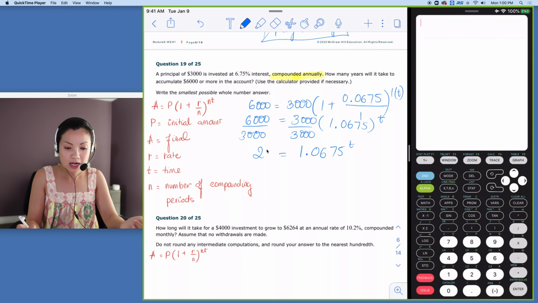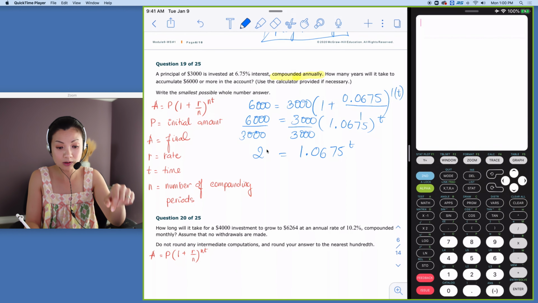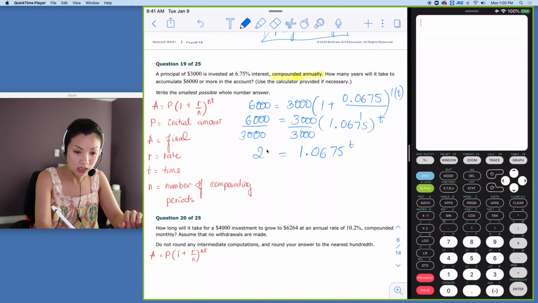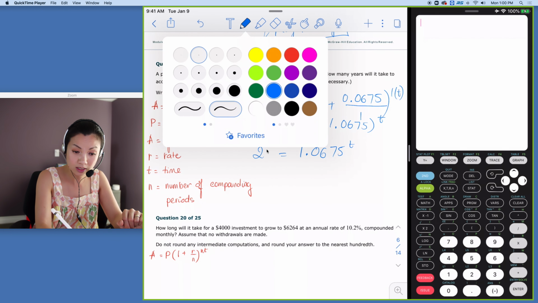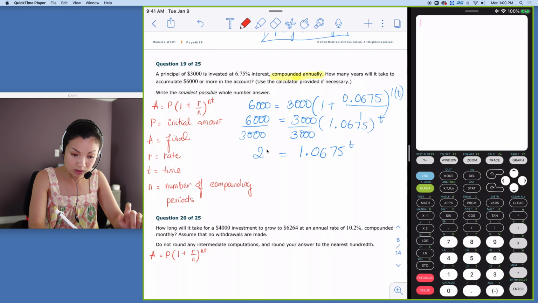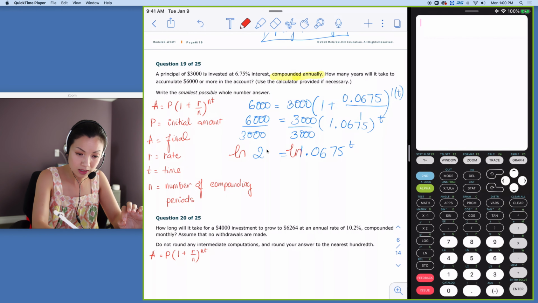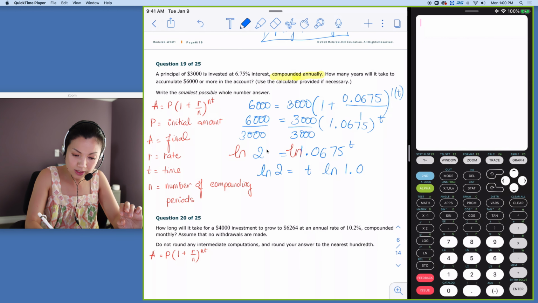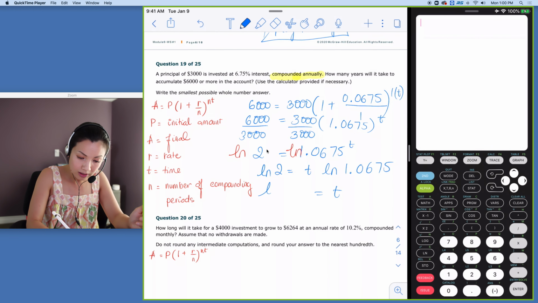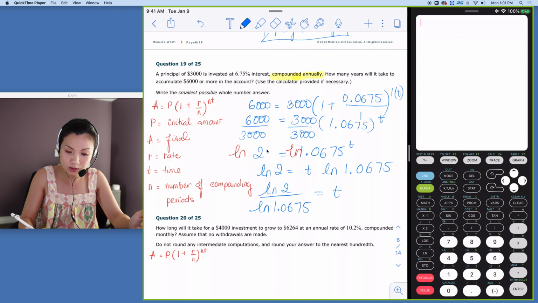2 equals 1.0675 to the T. Now, how do we solve for T? You need to bring T down. So one way we can do that is we're going to have to apply either ln or log. So I can use the property. I'm going to use ln. So what I have is ln2 equals T ln 1.0675. Now to solve for T, I'm just going to divide ln2 by ln 1.0675. All right, I'm going to use a calculator for that.